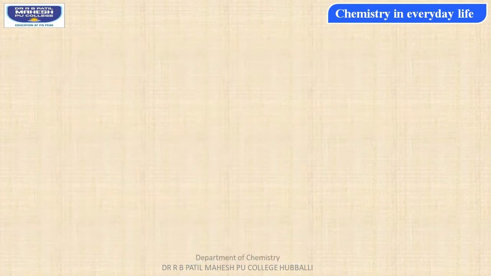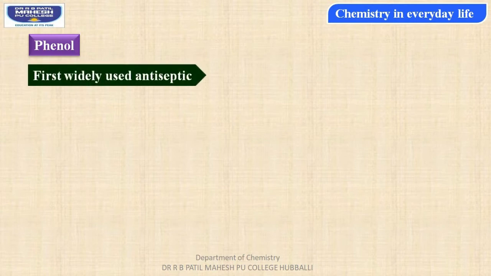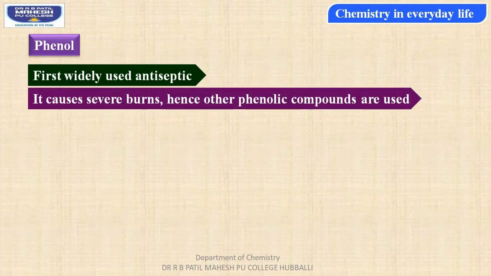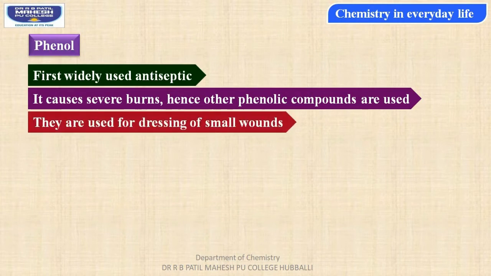Let us consider one example. Phenol was first widely used as an antiseptic, but students, it causes severe burns and hence other phenolic compounds are used. They are used for dressing of small wounds. If any small injuries are there, then phenolic derivatives can be used as an antiseptic. As phenol would be causing the severe burn, direct phenol is not used.